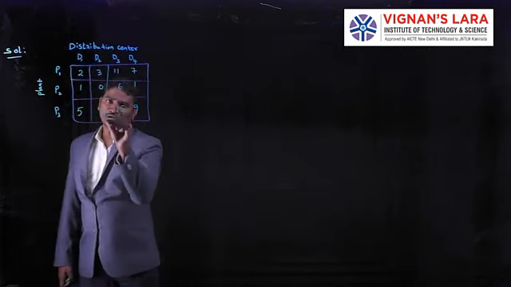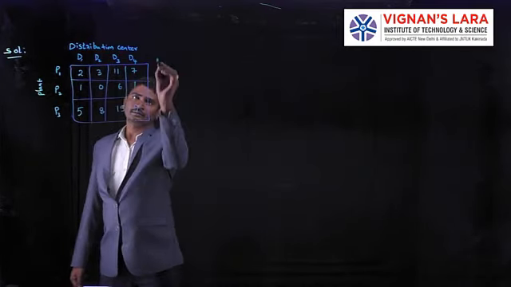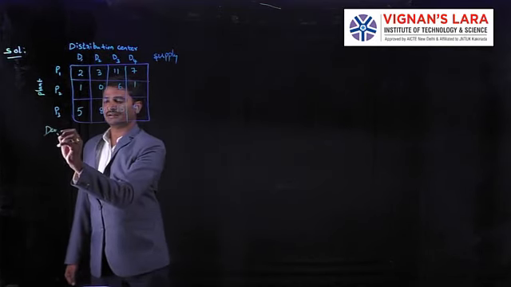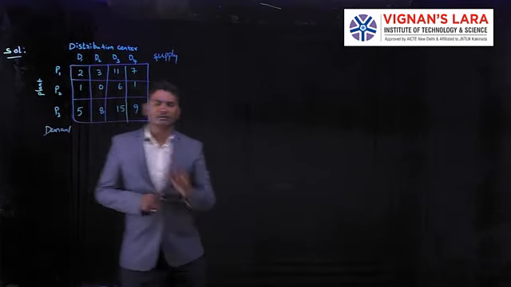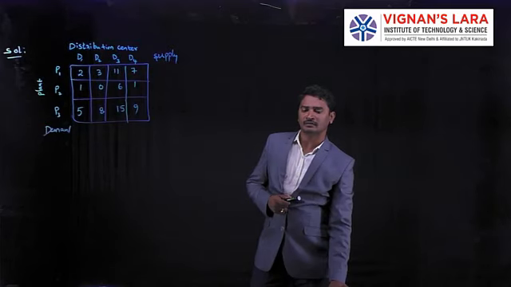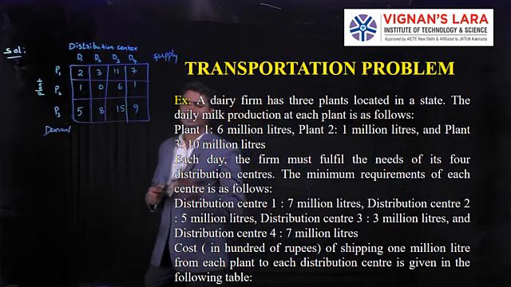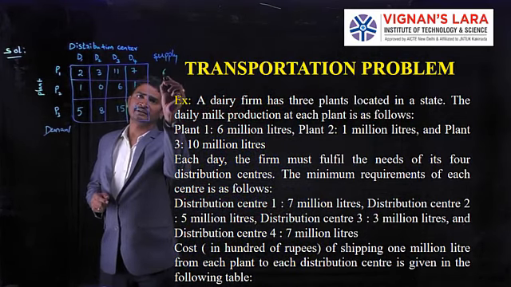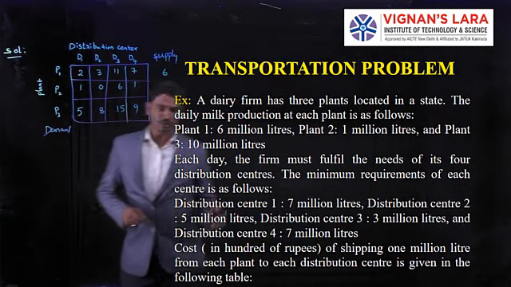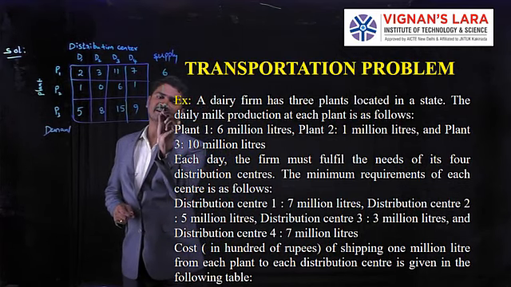Okay, now we are going to note the supply and demand. In our problem they are given the supply and demand in the given data itself. Here the dairy farm has three plants. Plant 1 is given 6 million liters. Then plant 2 is given 1 million liter. Then plant 3 is given 10 million liters.